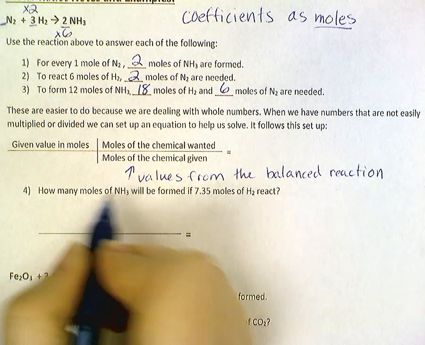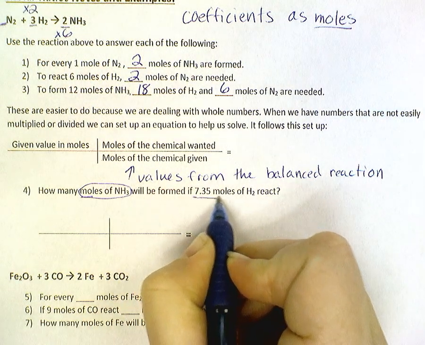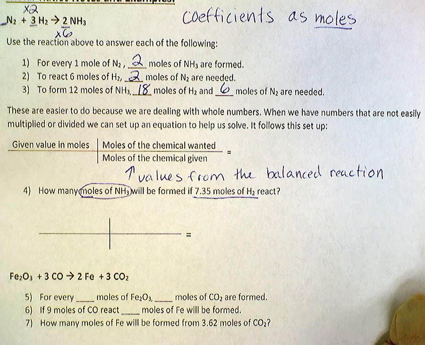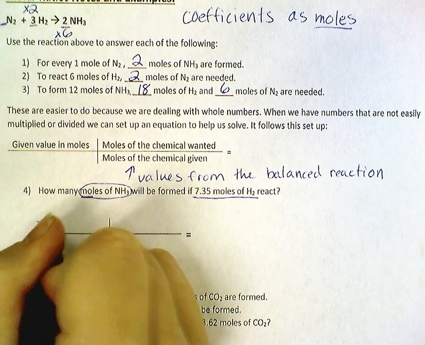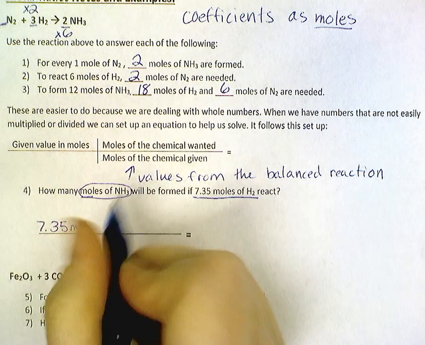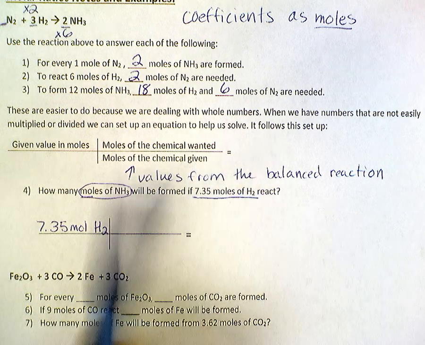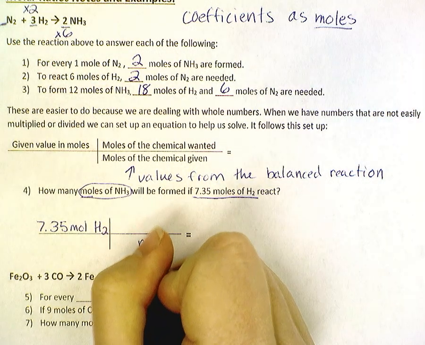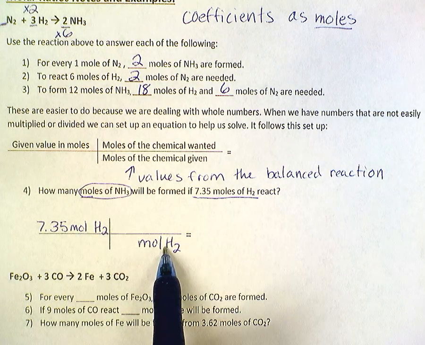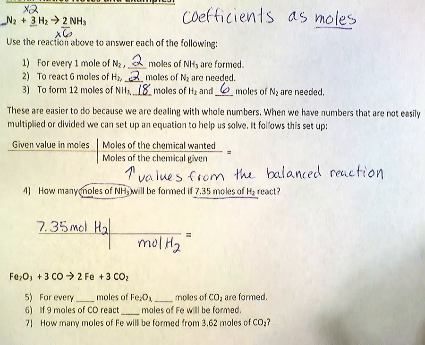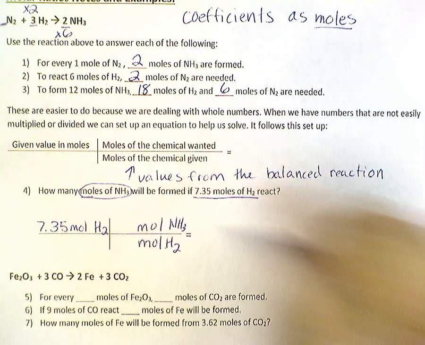It says how many moles of NH3, so that's what we're looking for, will be formed if 7.35 moles of hydrogen react. So we're going to start with our given value in moles. So here's our given value, 7.35 moles, and its chemical is hydrogen. We're going to follow our pattern here. It says moles of chemical given. So our chemical that's given is hydrogen. So we're going to automatically bring this unit and this chemical down to the bottom. We want these two to be able to cancel out. And then on the top we want the moles of the chemical wanted. We want NH3, so we're going to put that on the top.